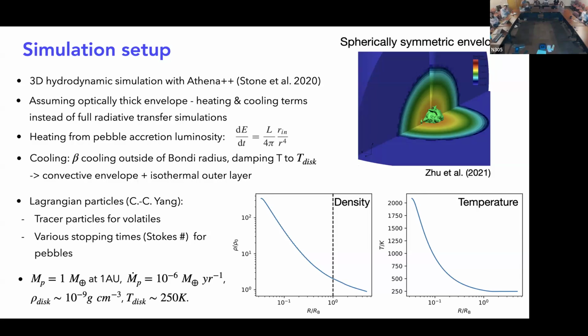The difference is that we don't have radiative transfer. So we have beta cooling outside of the boundary radius, and we don't have any cooling from within the envelope, assuming that it's optically thick. So how do you choose beta, I guess? Beta is chosen to be around 1 over omega, so it's the dynamical timescale.